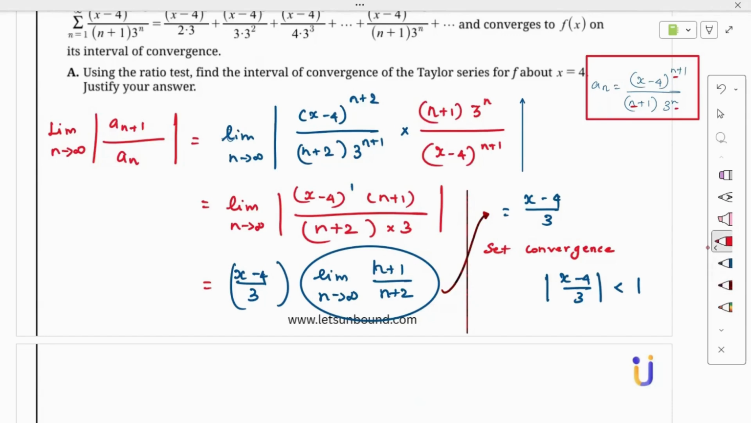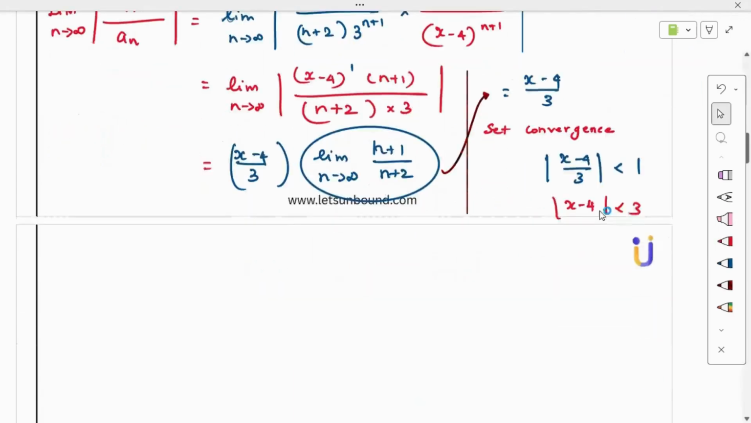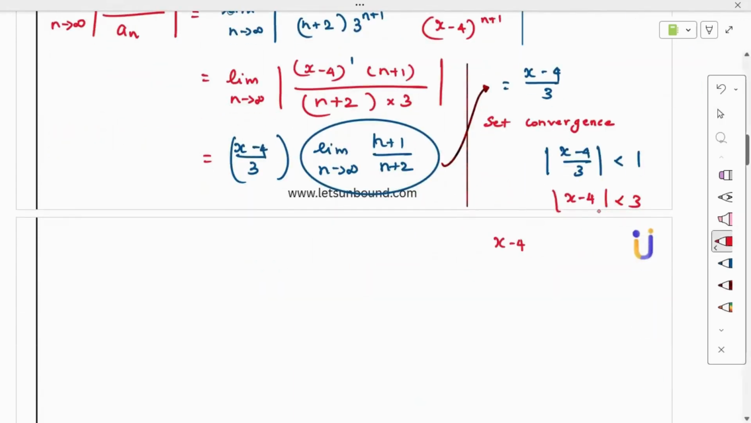And how can we simplify this more? So modulus x minus 4 will be less than 3 when you multiply 3 on both sides. And you can even break it down like this: negative 3 less than x minus 4 less than 3. Then add 4 on every part, you will get 1 less than x less than 7, as minus 4 plus 4 will get cancelled, 3 plus 4 is 7. Got it? So this is what we got. This is the interval of convergence, from 1 to 7.